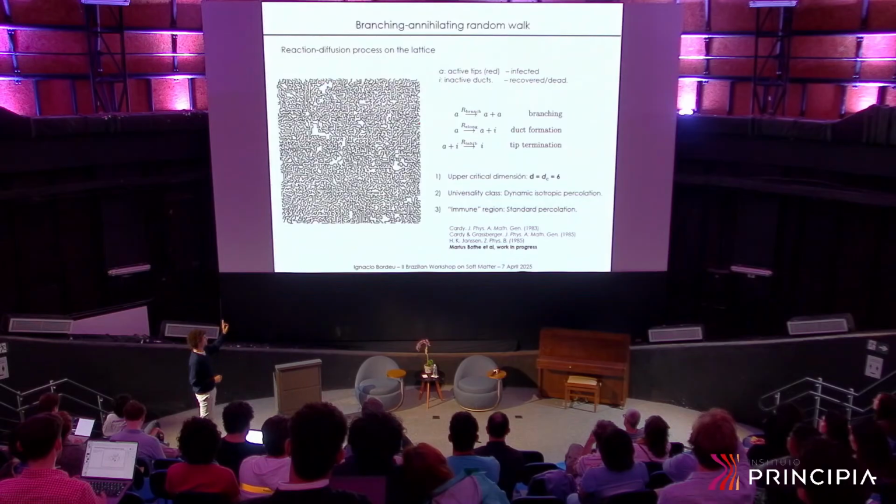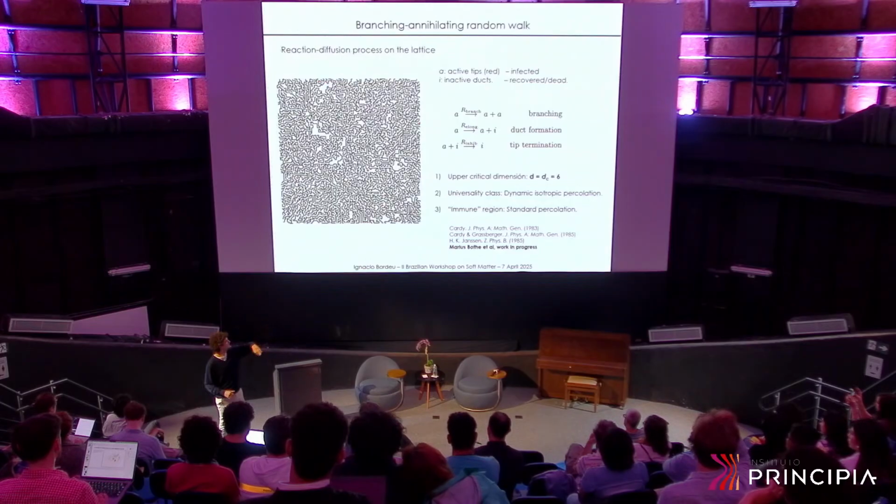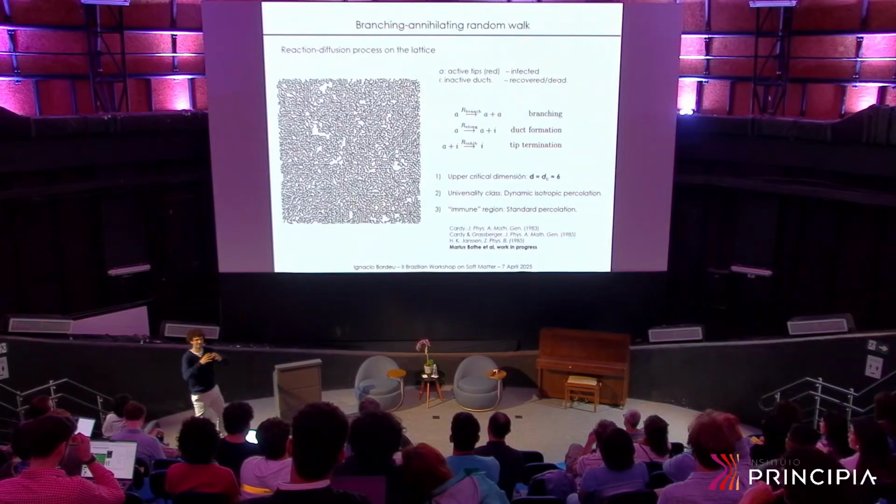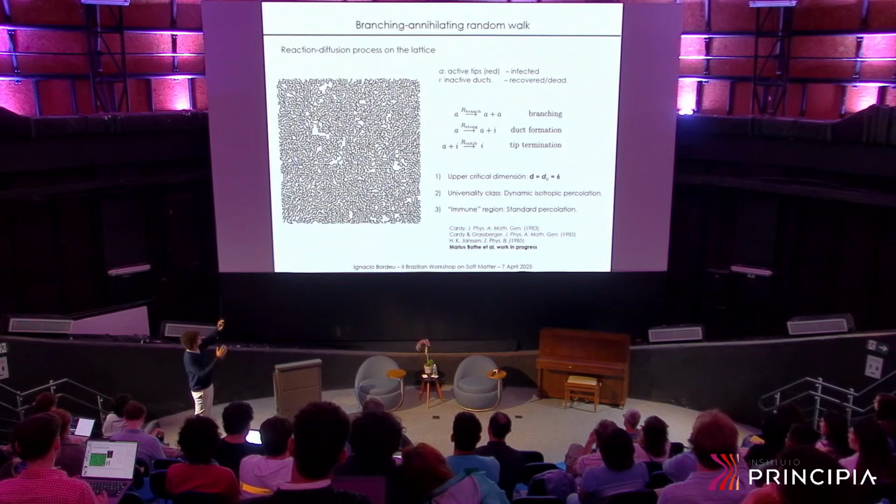And what we've learned from the statistical field theory side of things is that the upper critical dimension of this object is 6. This means that correlations are relevant all the way up to 6 dimensions. We know what the universality class is for this object that is propagating. So if you're more into the StatMech side of things, the universality class of the propagating cluster is dynamic isotropic percolation, and what you're left with at the end is just a percolating cluster. Yeah, standard percolation.